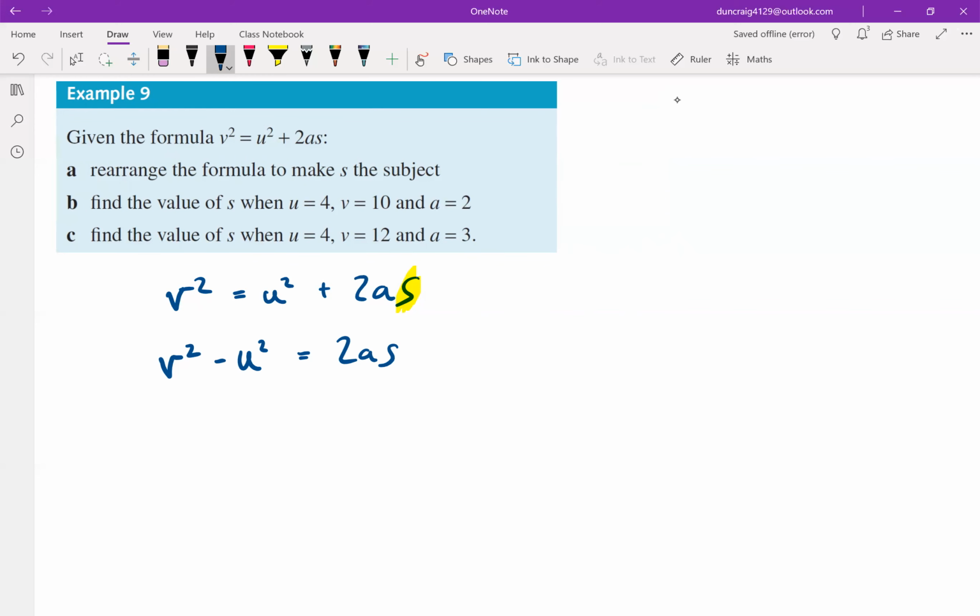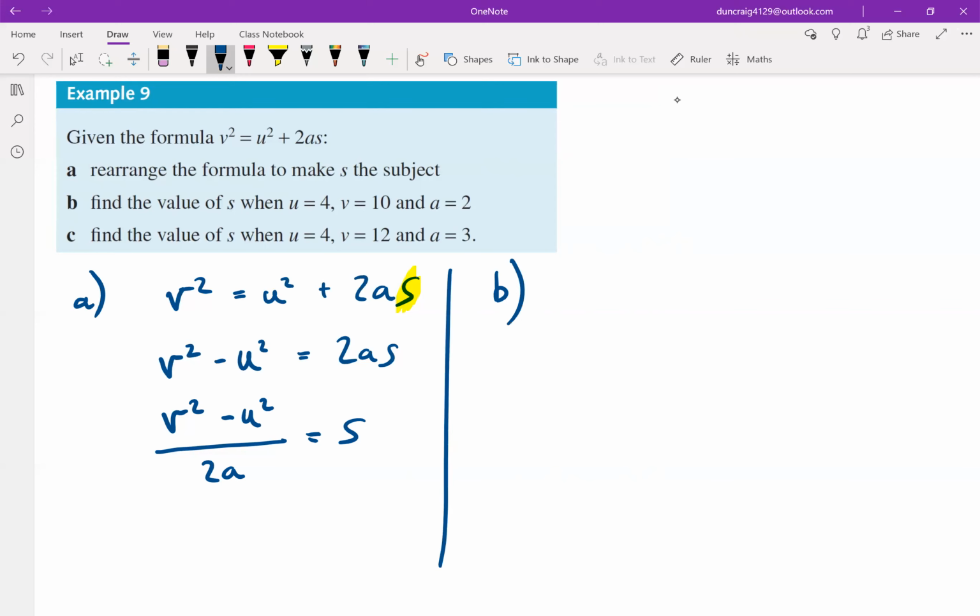Now I want to get rid of the 2a from the s. So s has been multiplied by 2a, so I'm going to divide both sides by 2a. V squared take u squared, divided by 2a, is equal to s. So there's my formula: s is equal to v squared, take u squared, divided by 2a. Now, find the value of s when u is equal to 4, v is equal to 10, and a is equal to 2. So this was part A here.